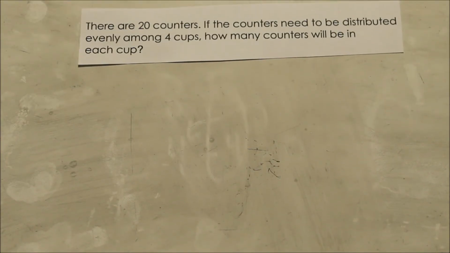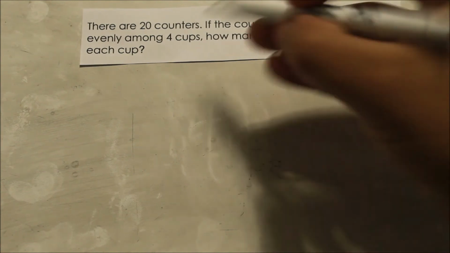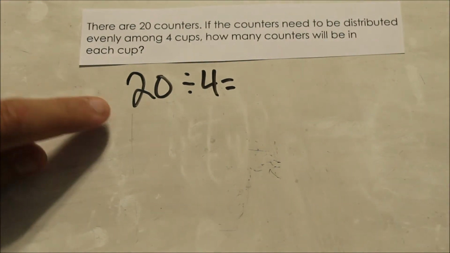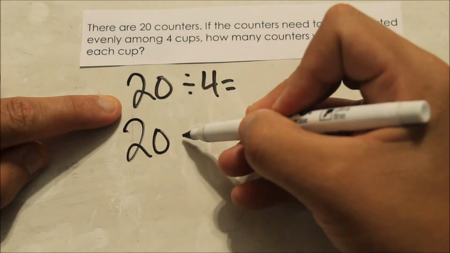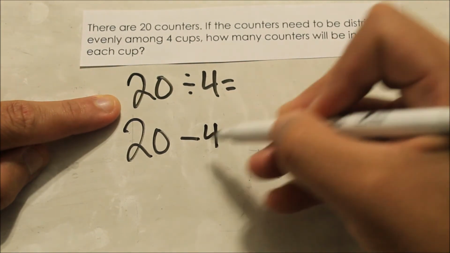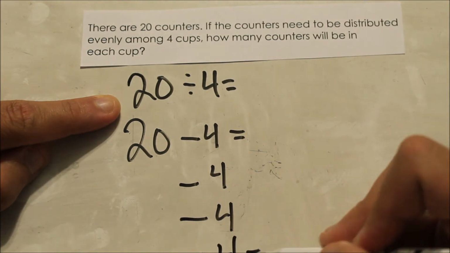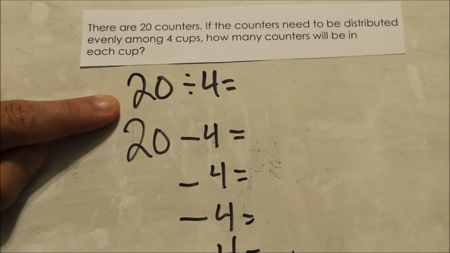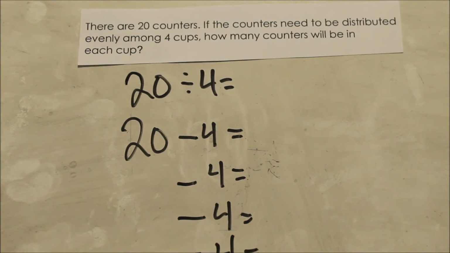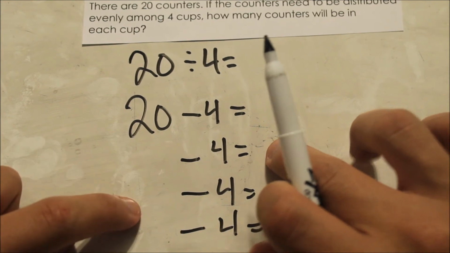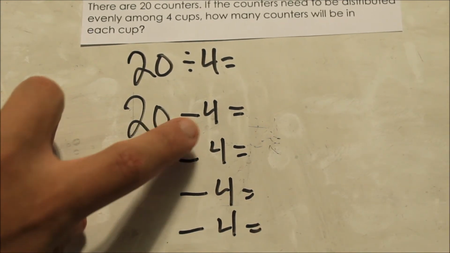There are 20 counters. If the counters need to be distributed evenly among 4 cups, how many counters will be in each cup? So I start off with 20 divided by 4. That means I'm going to start off with 20, subtract 4, and keep subtracting 4 until I get to 0. So let's try it. And don't forget, whatever number comes here gets put on this side, and it just repeats.